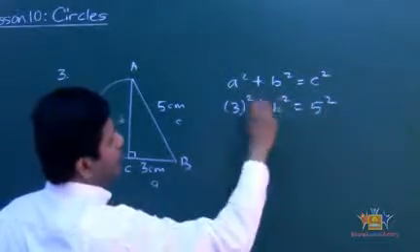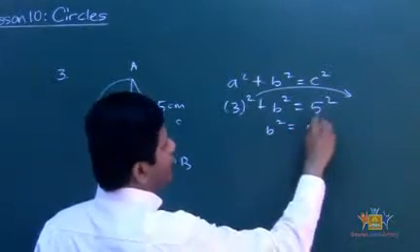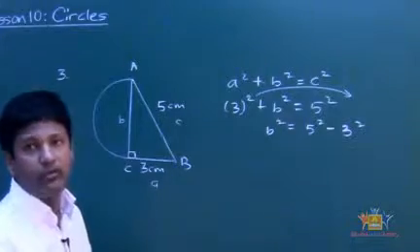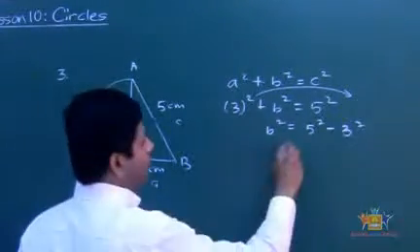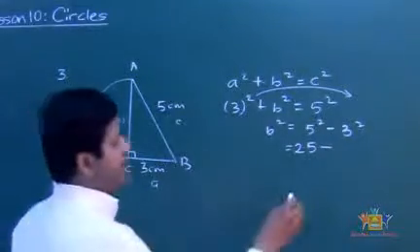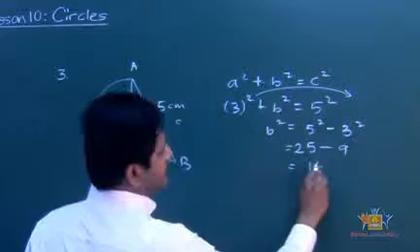That means this got to go. 3 squared got to go. So b squared equals 5 squared minus 3 squared. So 5 squared is what? 5 times 5, which is 25. 3 squared is 3 times 3, which is 9. 25 minus 9 is exactly 16.